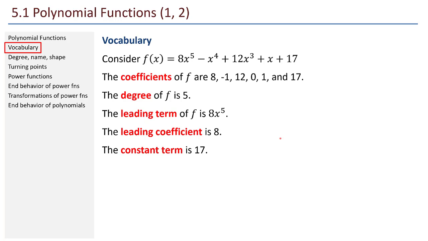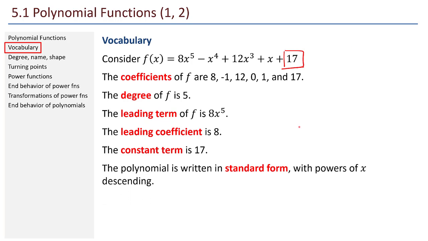The constant term is 17, so way back at the other side of the polynomial, the thing that doesn't have any x, or maybe you can think of it as 17 times x to the 0, that's my constant term. And lastly, this polynomial is written in standard form, with the powers of x descending. Sometimes you'll see polynomials written with the powers of x ascending, or just kind of jumbled up, but the standard form has it so that the powers of x start high and then go to low.